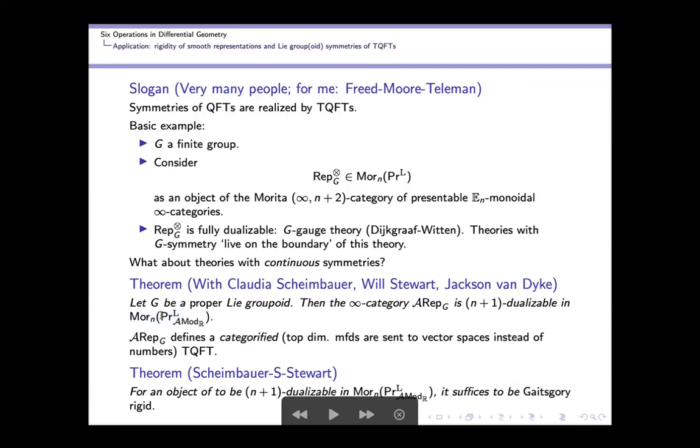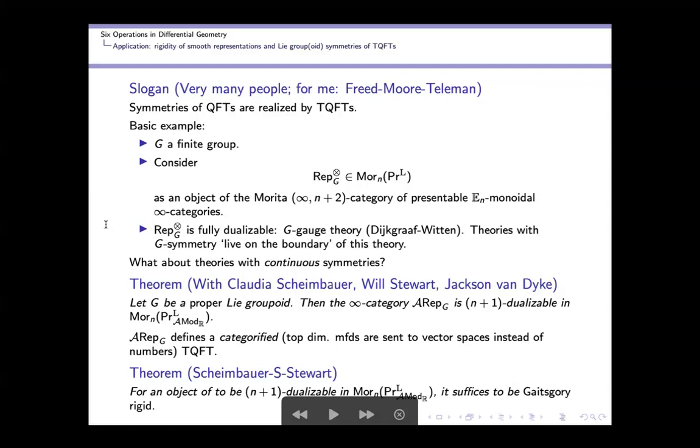So what is this category? Its objects, in this case, are E_n algebras in the category of presentable categories enriched in a given module category. So the objects are E_n algebras. Then the one-morphisms are bimodules between E_n algebras, and these bimodules themselves have to be E_{n-1} algebras. And then the two-morphisms are E_{n-2} algebras in bimodules, and then the three-morphisms are E_{n-3} algebras in bimodules, etc.